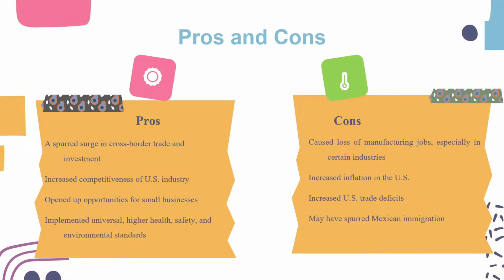And now we have the pros and cons about NAFTA. The pros: a surge in cross-border trade and investment, increased competitiveness of U.S. industry, opened up opportunities for small businesses, and implemented universally higher health, safety, and environmental standards. And the cons: it caused loss of manufacturing jobs, especially in certain industries, increased inflation in the U.S., increased U.S. trade deficits, and may have spurred Mexican immigration.